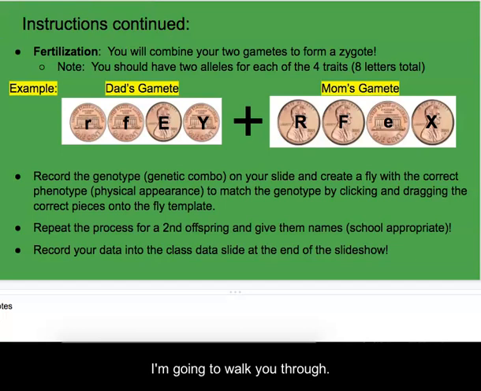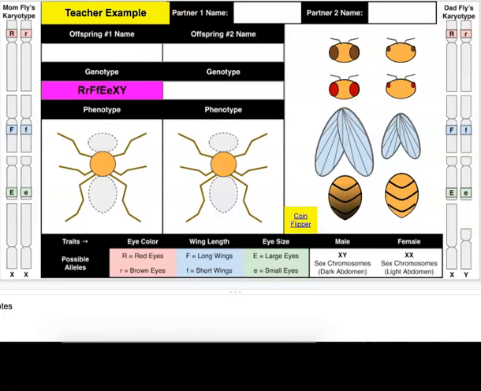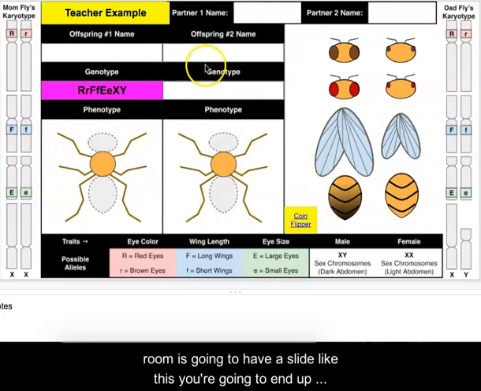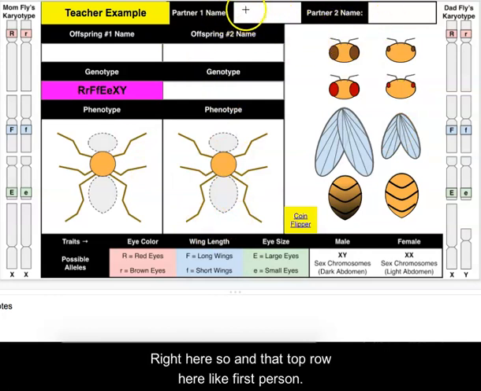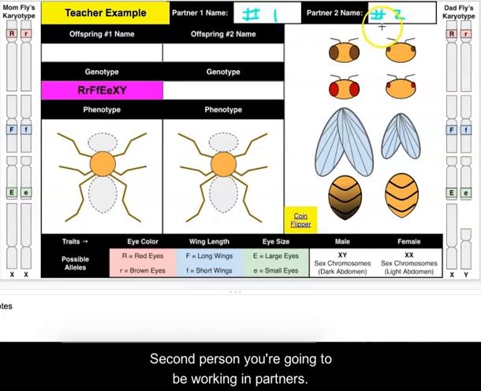I'm going to walk you through the slide that you will be assigned because it looks a little intense. All right, so each breakout room is going to have a slide like this. You're going to end up putting your names right here. So on the top row, like first person, second person, you're going to be working in partners.